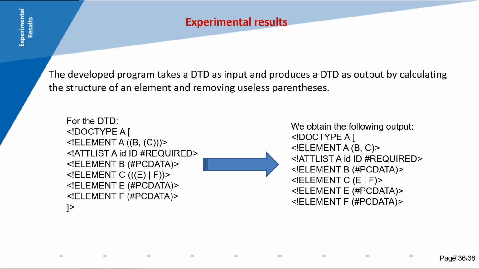The developed program takes a DTD as input and produces a DTD as output by calculating the structure of an element and by removing useless parentheses. As an example, for the following DTD, we remove the useless parentheses from line 2 for the element A. We remove the useless parentheses in B and C, and we remove the element parentheses for the element C, for E and F. Then we obtain the following output.